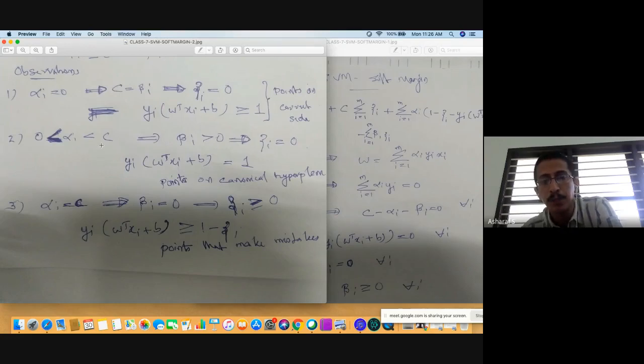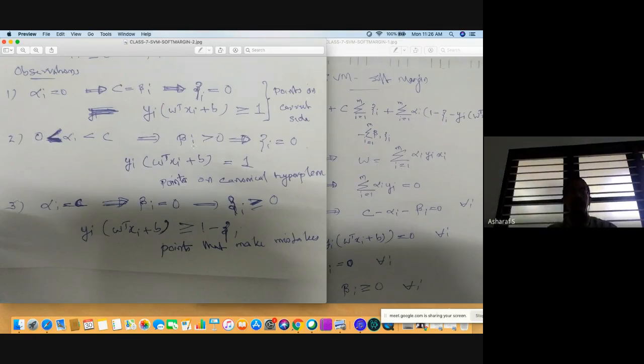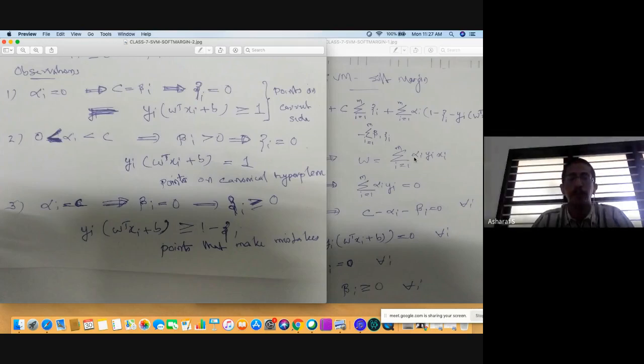So those training points for which the solution says the corresponding alpha i is between 0 and c will lie on the canonical hyperplane. Those will positively contribute because, as you can see in w, only non-zero alpha i will contribute. Points with non-zero alpha i will contribute, right?